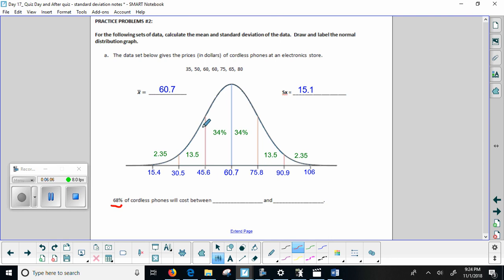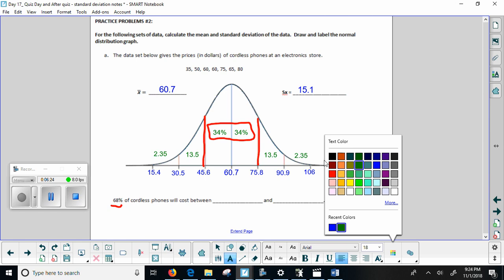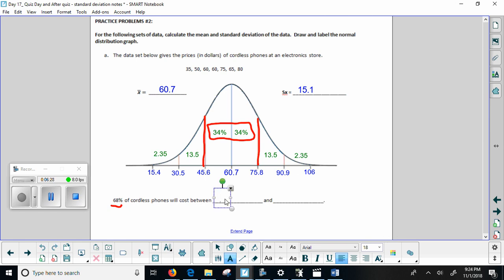Okay, that's 68%, and this is 68% if I add them up. So that's from here to here. So 68% of my phones cost between, I guess I should have gone out 2 decimal places for cost, but that's okay. So this is going to be 45.6 and 75.8.